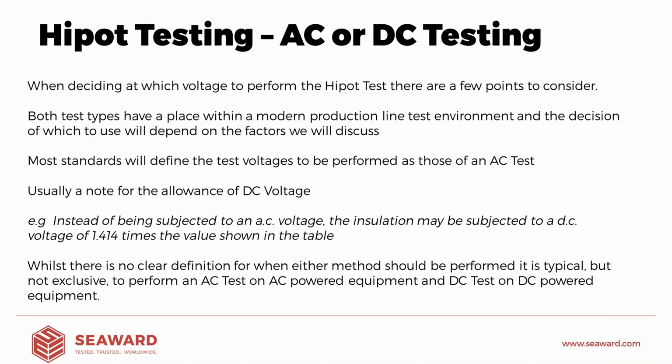Now, most standards, when you read through them, will define the test voltage as those of an AC test. So generally the test voltages you see, unless there's a separate table for DC voltage tests, will normally be prescribed as those you would perform on an AC product. If you do need to do a DC test, there's usually a note somewhere in the area around the test voltages, usually in italics, along the lines of: instead of being subjected to an AC voltage, the insulation may be subjected to a DC voltage of 1.414 times the value shown in the table. We'll cover why that's important shortly.